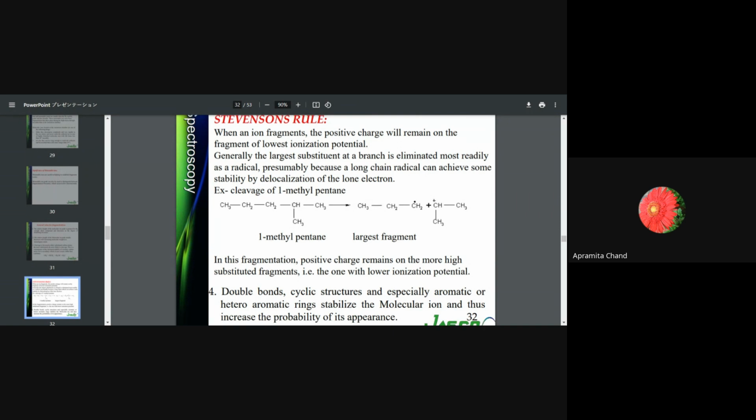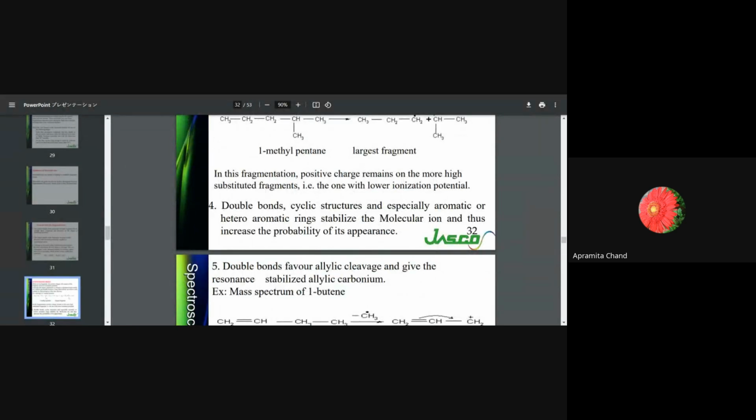Now what is Stevenson's rule? When an ion fragments, the positive charge remains on the fragment of the lowest ionization potential. The largest substitution at a branch leaves first as a radical, because the long chain radical can achieve some stability by delocalization of the lone electron. For example, in the cleavage of a methyl pentane, the largest fragment will leave first. And in the fragmentation, the positive charge will remain on the more highly substituted fragment, that is, the one with lower ionization potential.